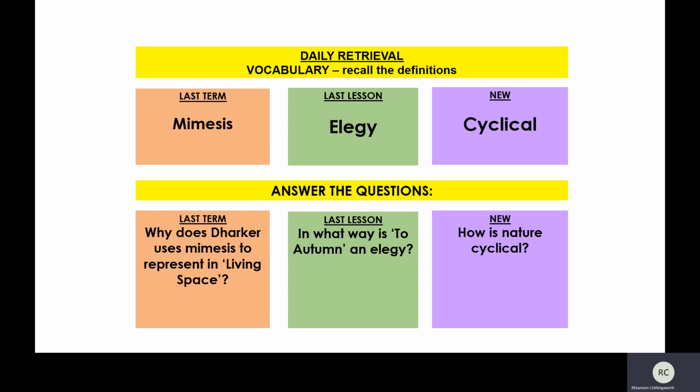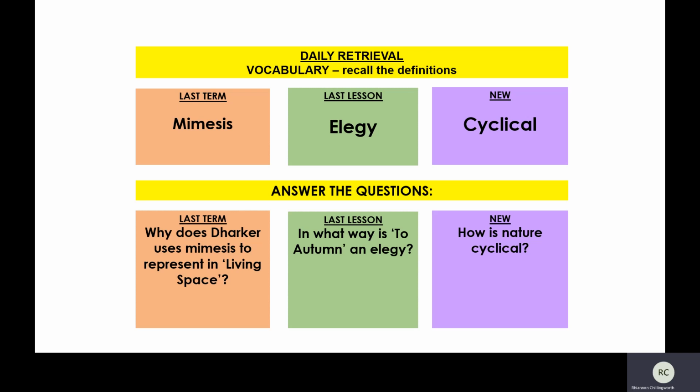So think about then, how is nature cyclical? Cyclical, can't say it at the moment. So think about what I've just said. Have a go now at answering that question.